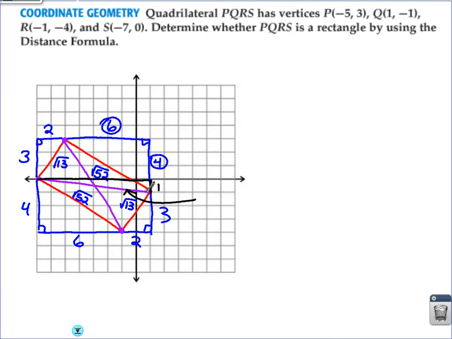Somebody use 1 and 8 and tell me what that diagonal is equal to. Square root of. You had a 1 and an 8. So that diagonal is root 65.